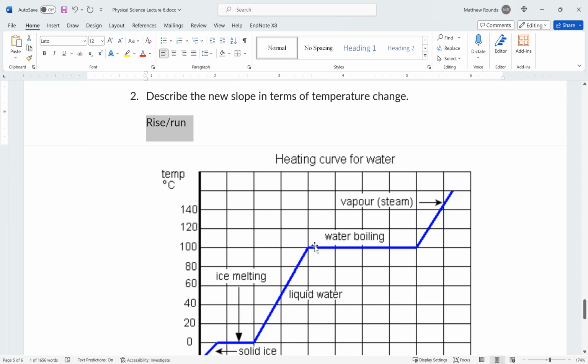Yeah, that's one way to describe it, horizontal. Do you remember the slope of a horizontal line? It's a special slope. No, I don't.